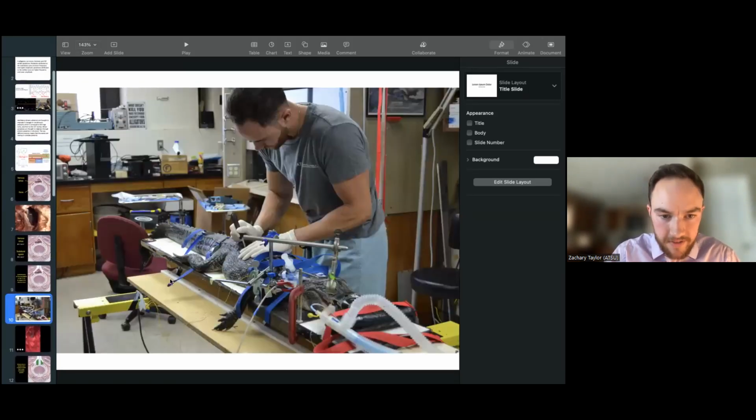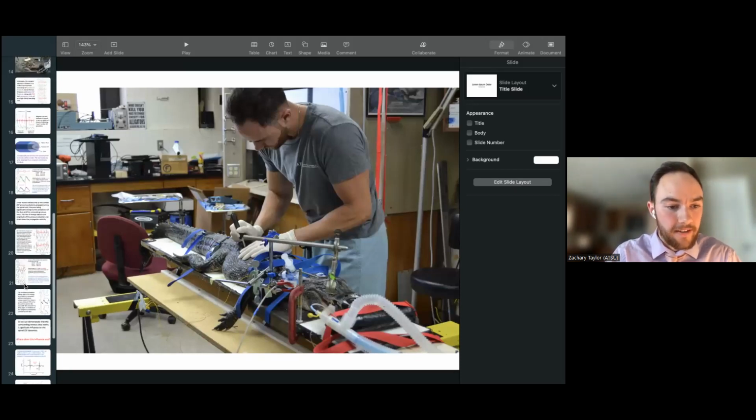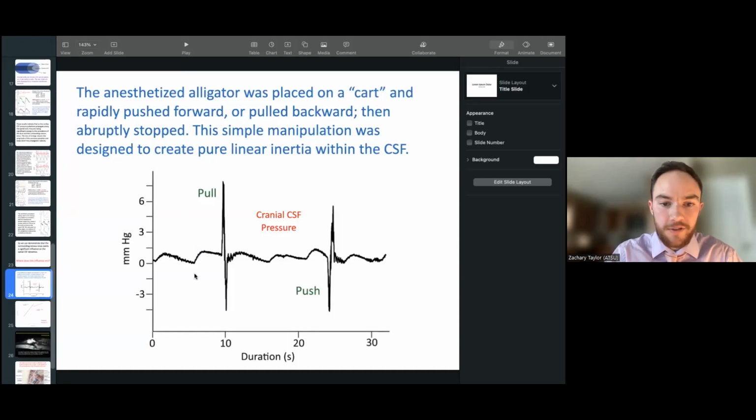There are wheels on the bottom of our surgical suite, and that looks kind of funny because they're kind of on a skateboard, but really we use those to do push-pulls. So now the alligator's anesthetized and they're on that little table. And so we're gonna pull the alligator back towards us. And whenever we do that, we see an increase in the pressure.